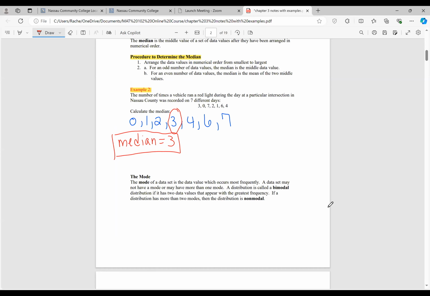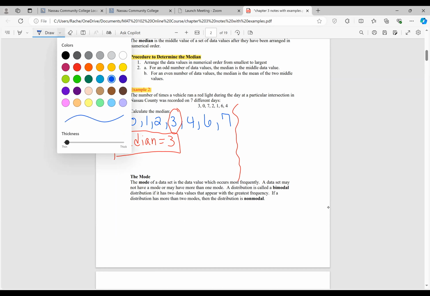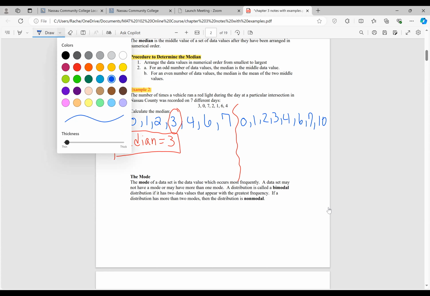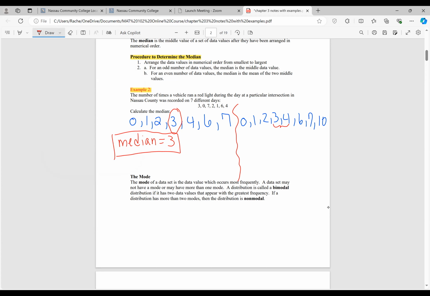Now, before we get to the mode, I want to show you what would happen if we added an extra data value to this set to make it even. So for example, what if we had 0, 1, 2, 3, 4, 6, 7, and 10? So what if I add an 8th number here? When we go to count into the middle now, there's going to be 2 numbers in the middle. The 3 and the 4 are going to be the 2 numbers that are in the middle.